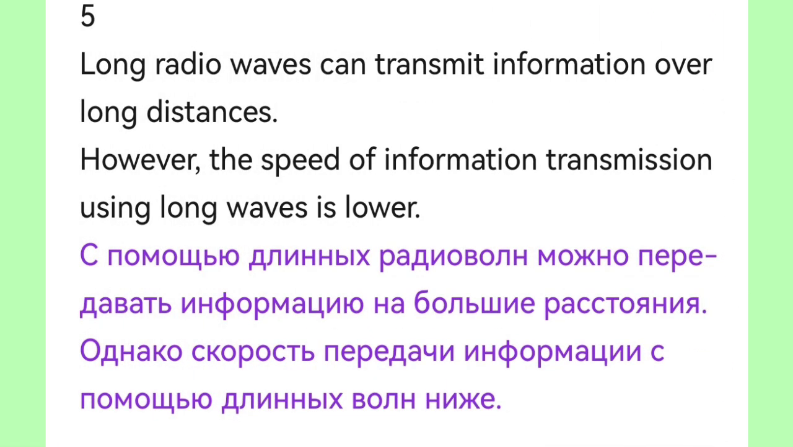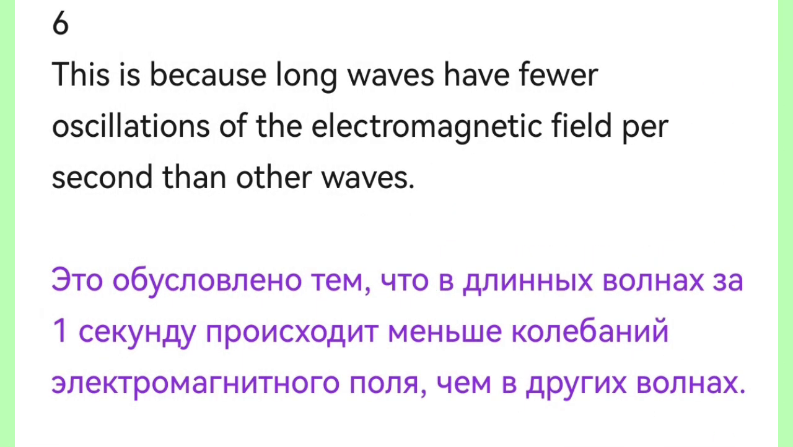Long radio waves can transmit information over long distances. However, the speed of information transmission using long waves is lower. This is because long waves have fewer oscillations of the electromagnetic field per second than other waves.